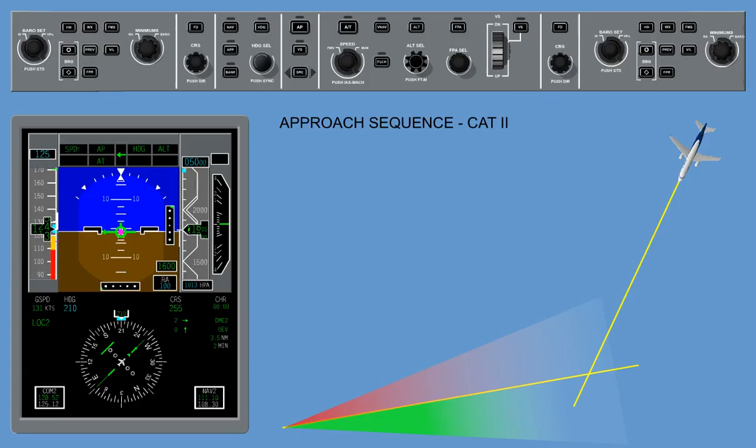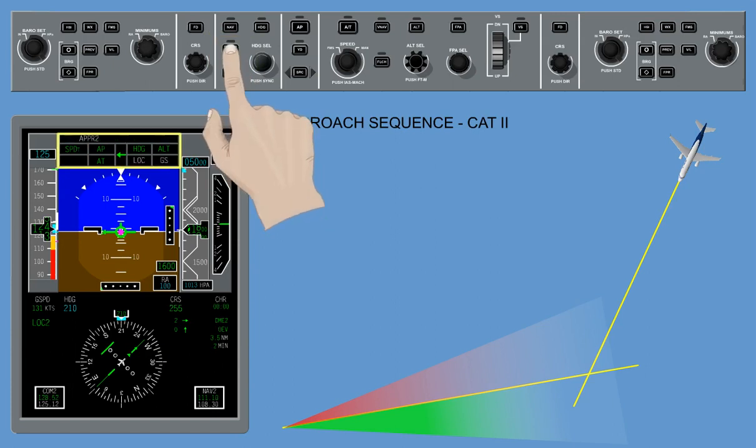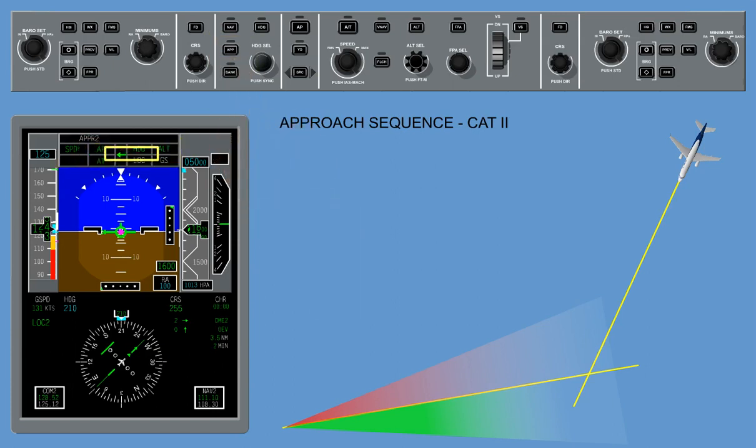Approach sequence Cat 2. With the aircraft properly set up for a Cat 2 approach, the following sequence can be expected. With the autopilot and auto-throttle engaged, the autopilot will maintain the selected heading and altitude. Pushing the approach button will arm the localizer glide slope mode and arm the autopilot approach 2 status annunciator.